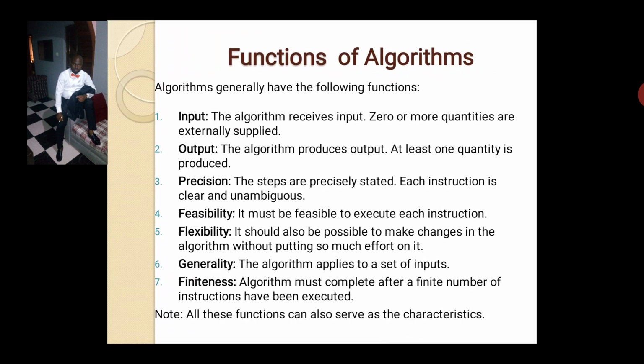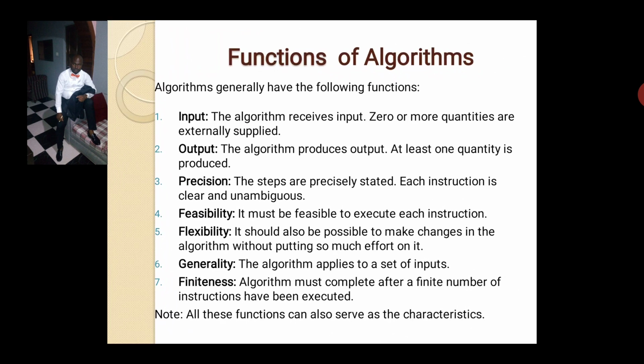Now, the third one is precision. The steps are precisely followed. That means it follows instructions step by step. Just like I told you before, it follows a pattern, a step-by-step process. Precision. So each instruction is clear and unambiguous. You don't use ambiguous words in writing an algorithm.